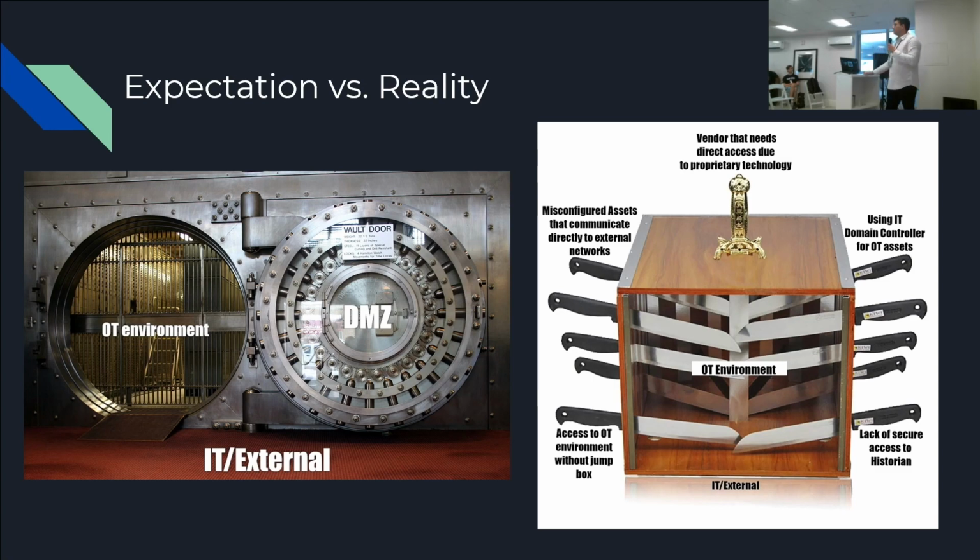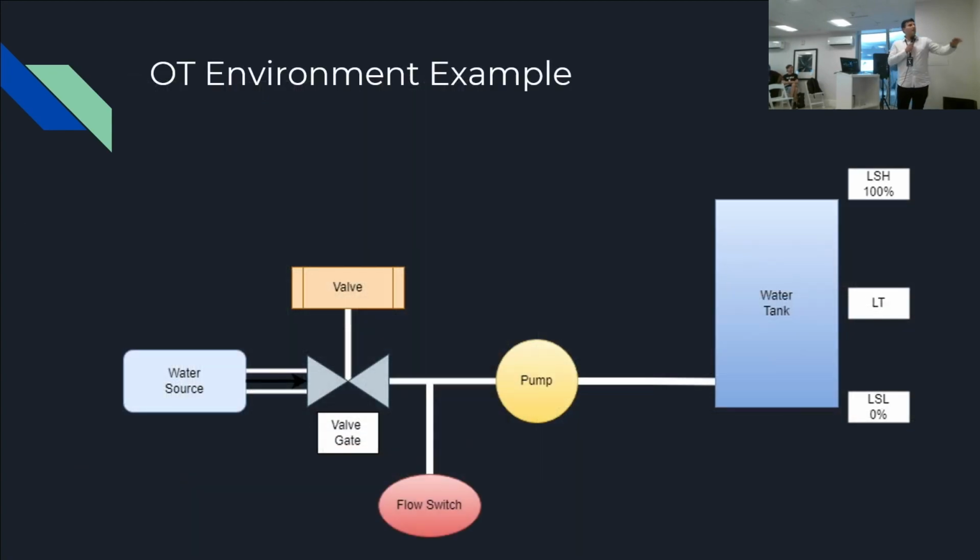So now I want to show you guys a simple example. This is what, in my eyes, is like a hello world of what a simple OT environment looks like. Essentially, we have a water source, we have a valve, a flow switch, a pump, and we want to fill a water tank. On the water tank, we have level switches and level transmitters.